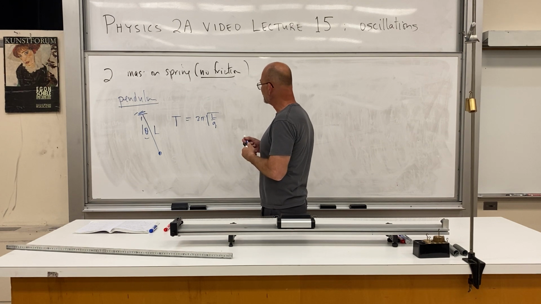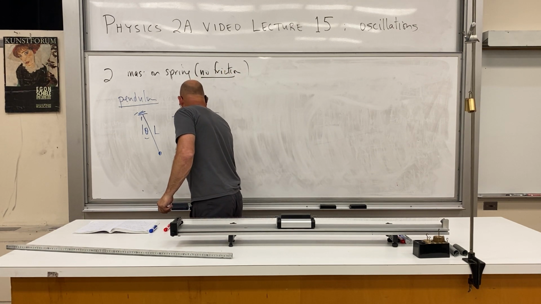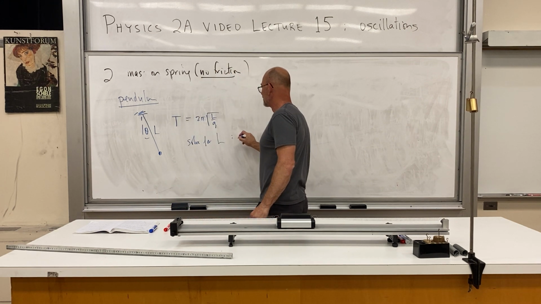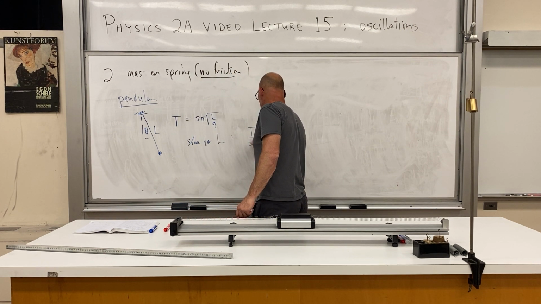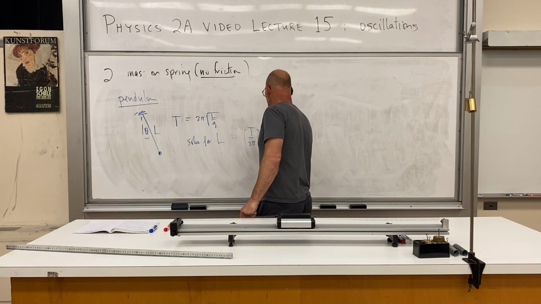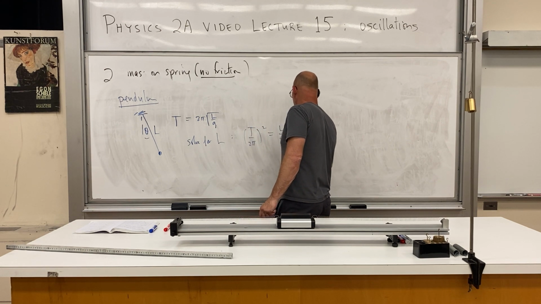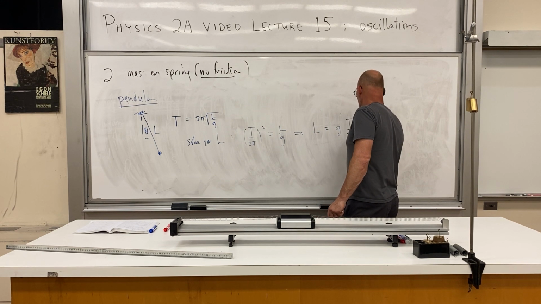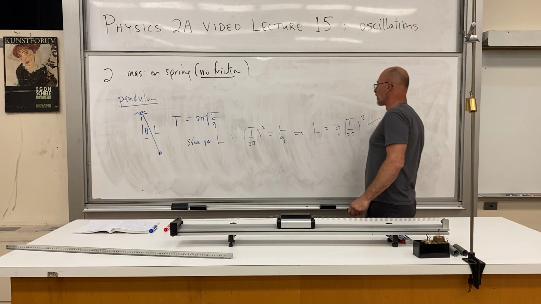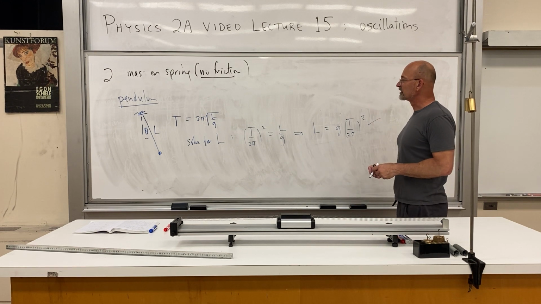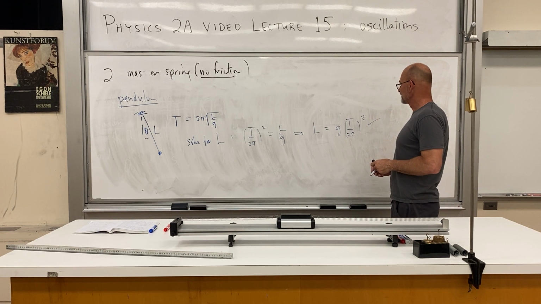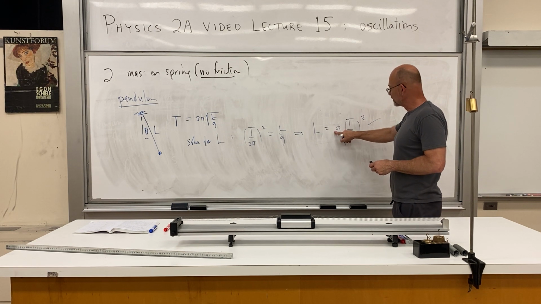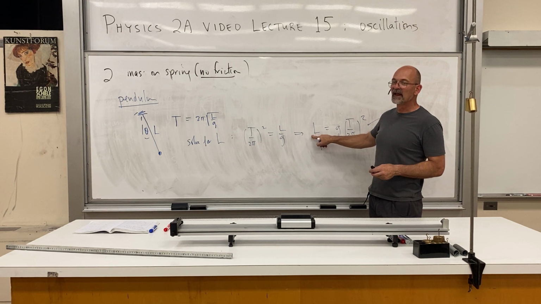So this formula can be solved for L. Solve for L. And what do you have? You have T over 2 pi, squared, equals L over g. L is equal to g times T over 2 pi, the quantity squared. Okay. So there's one example where if you measure the period of oscillations, and you know what g is, now you've gotten the length. Okay.